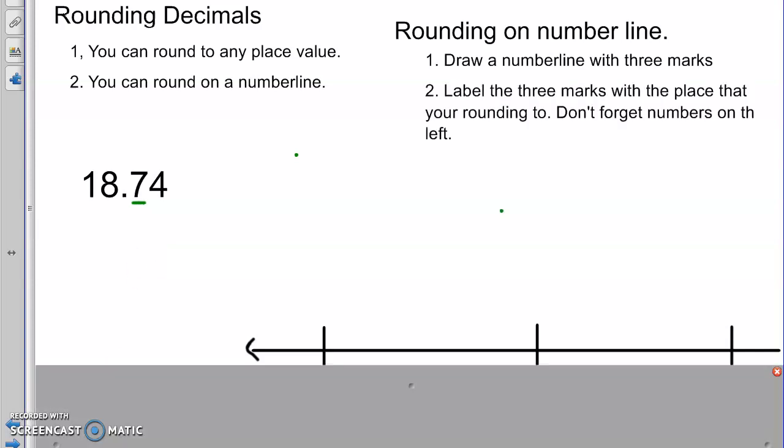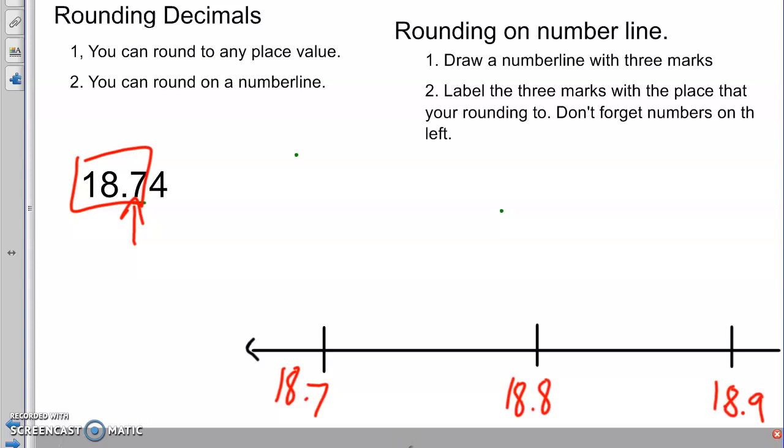All right, step 2 is you have to label the 3 marks with the places you're rounding to. Don't forget the numbers on the left. Anyway, we're rounding to the 10th, so you should be focused on these numbers right here. That's what you should put on the number line. And that's how I did it right there. If you put 18 and 6/10, that's also fine. Don't worry about it, but you should have something that looks relatively like that.